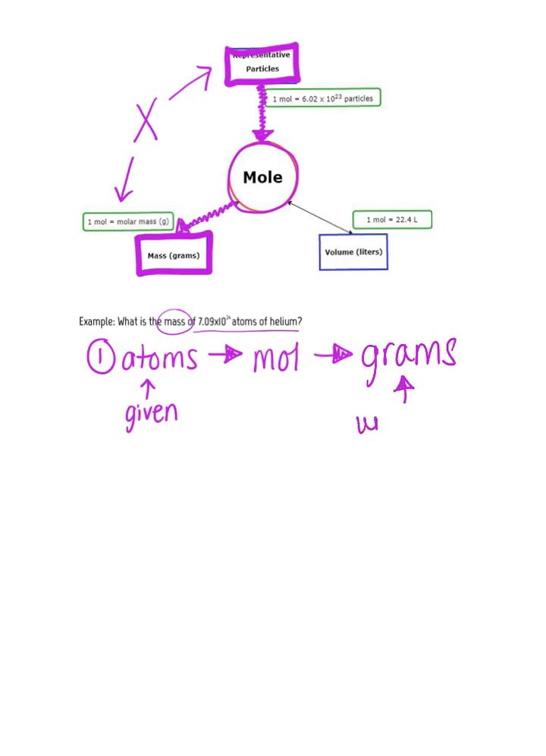Your last step should always be your unknown. So your first step is what you're given, your last step is your unknown, and then whatever comes in between. At this point, we can set this problem up just like we've set up all of our other problems that were one step. So we're going to start with what we're given, 7.09 times 10 to the 24th atoms of helium.